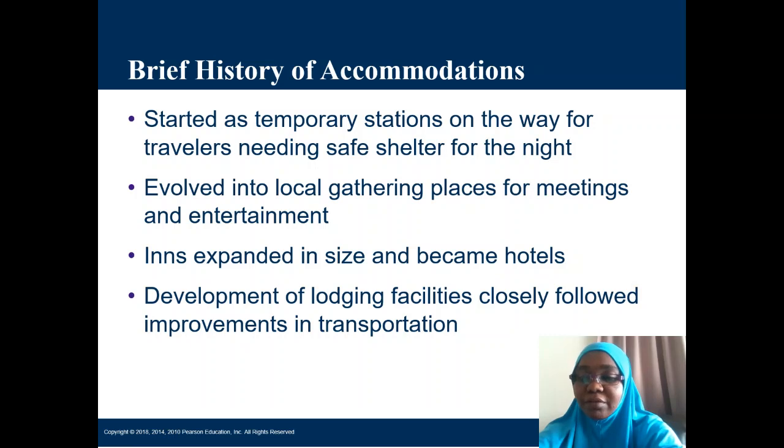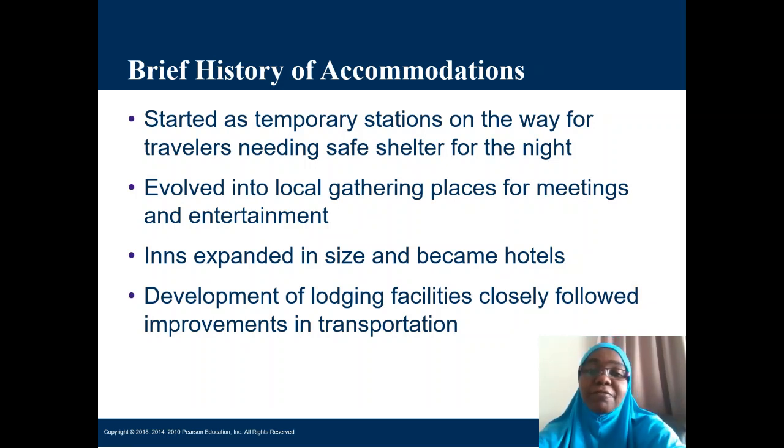Usually when people embark upon a journey, it's likely that they may need somewhere to rest their head or to relax, maybe to pass the night, to sleep, a safe shelter for them to put up till the following morning when they continue the journey. So that is basically how the business of accommodation actually started.